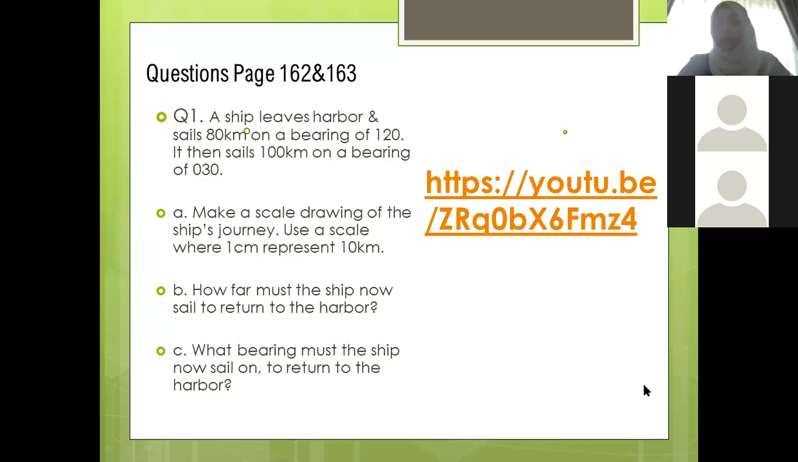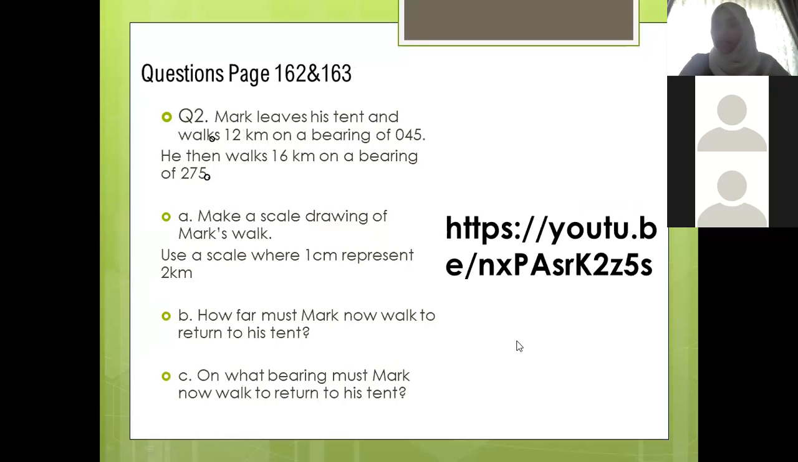Here we are. So we did the first exercise, and as I told you, this is the link that we've just watched. We did the first exercise, how can we use bearing and a certain scale to draw an accurate map for a journey for a ship that travels from a certain harbor. Okay, so we're done with the first exercise. Let's go for the second exercise, and we will do the same thing.